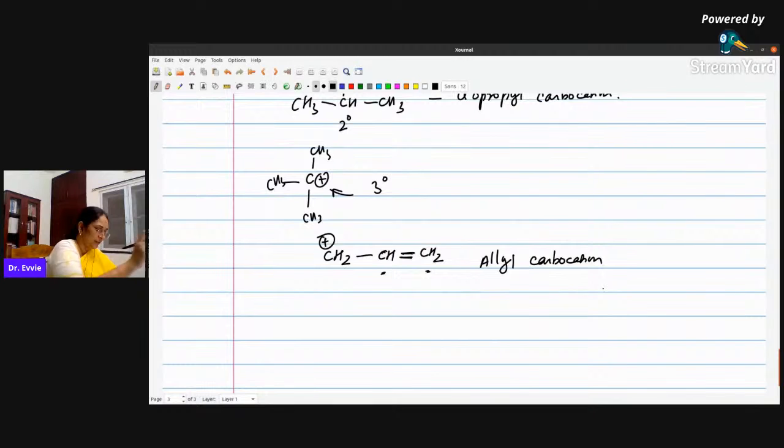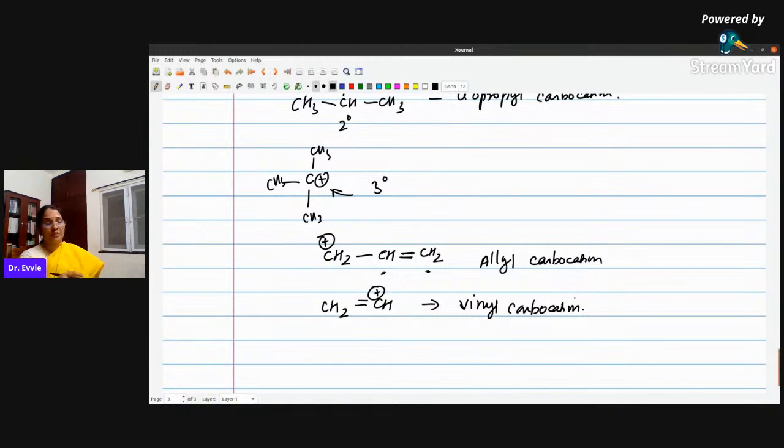Because I want to tell you the difference. If the double bond, imagine there's a double bond and one of the carbons itself is having a positive charge. Such carbocations are called vinyl carbocation. So all these names you have to know, because later, in 12th, you'll find it very difficult when they tell the names. Okay, so all these names you should know.